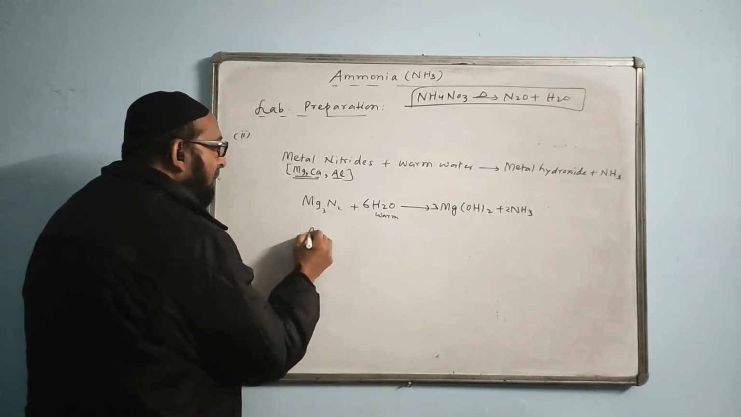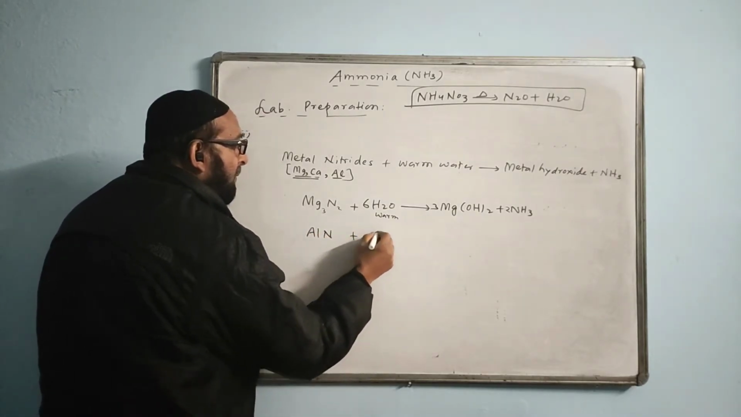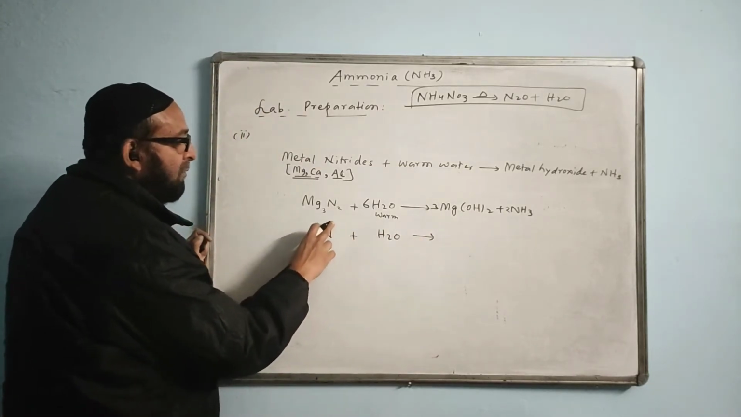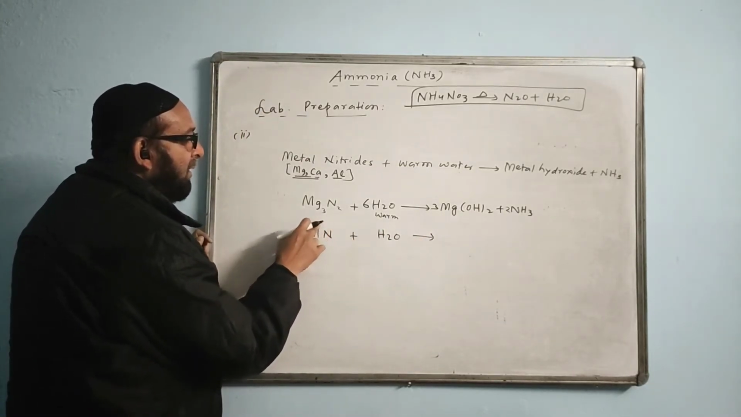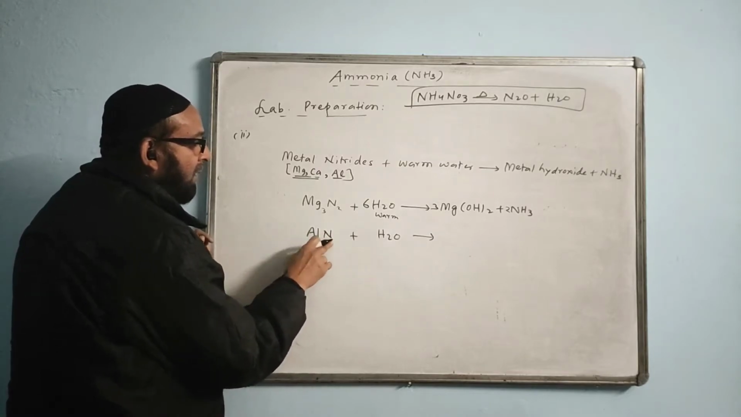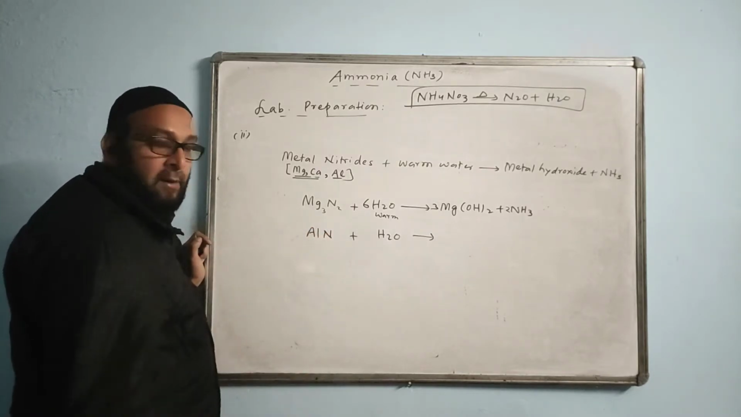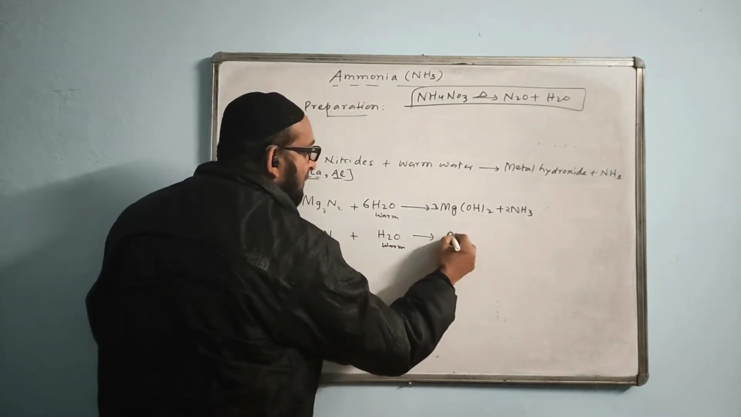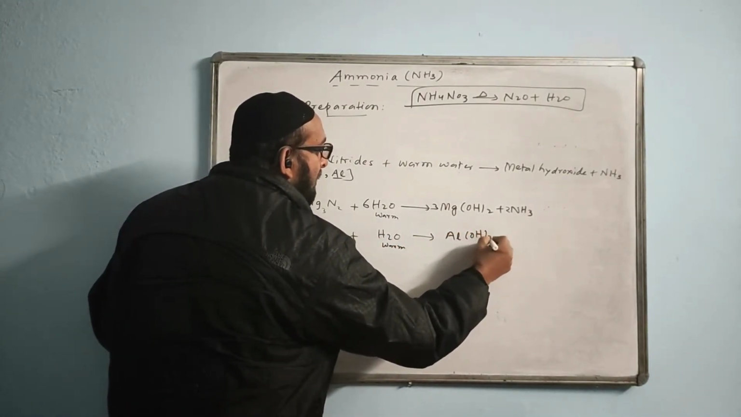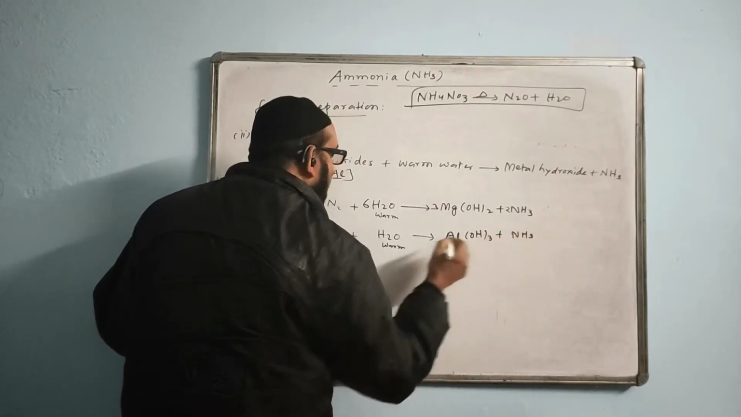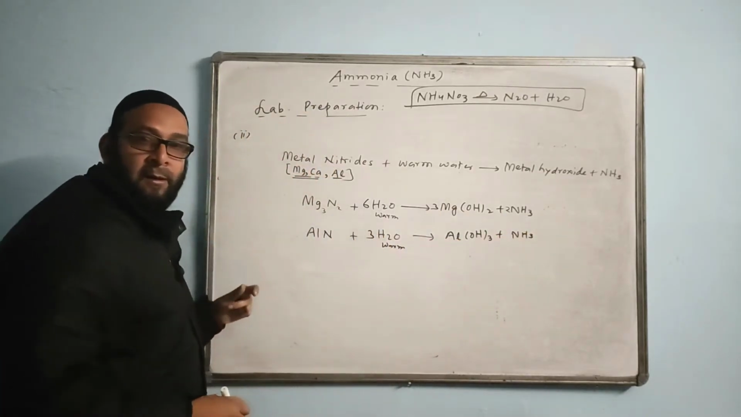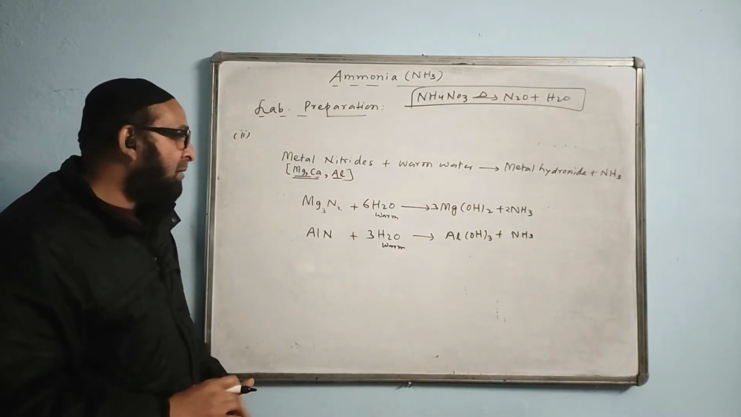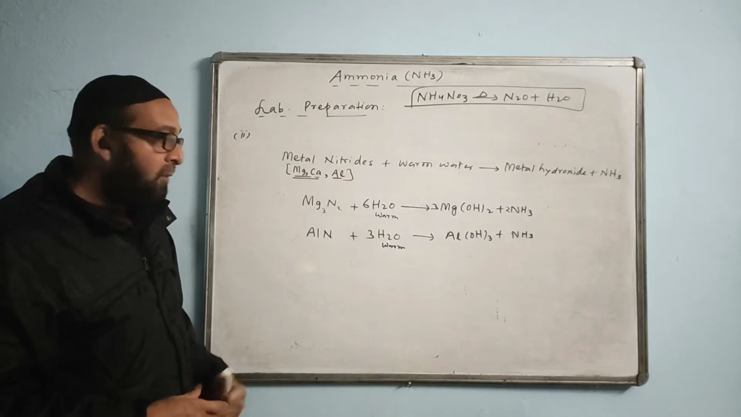Another reaction goes with aluminum nitride, Al plus H2O. Aluminum nitride formula is AlN, because nitrogen is 3 and aluminum is also 3. The 3 cancels, and the formula becomes AlN, aluminum nitride. Plus H2O, this is also warm, will give Al(OH)3 plus ammonia. Here we put the balancing number 3. Aluminum valency is 3, so you put 3, then only you will be able to balance. The rest of the things are balanced by themselves. You can check also.